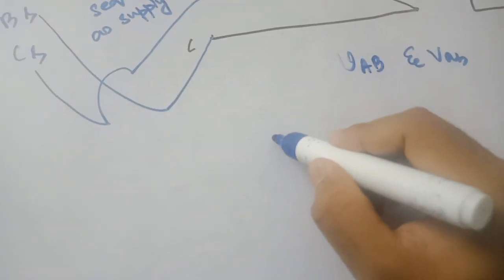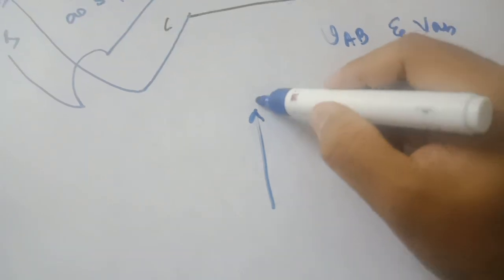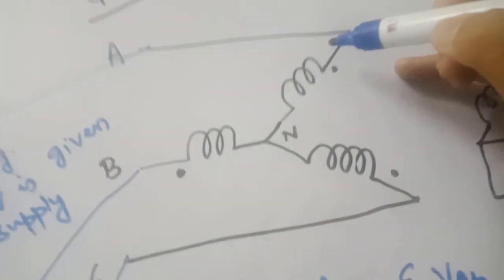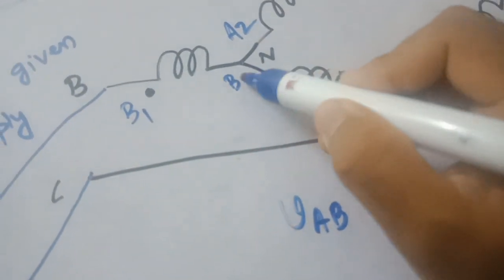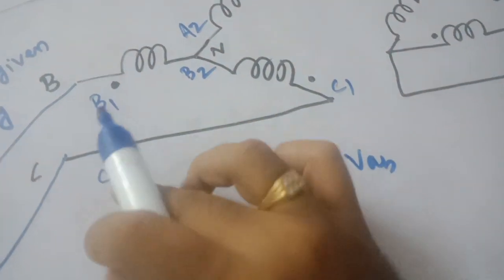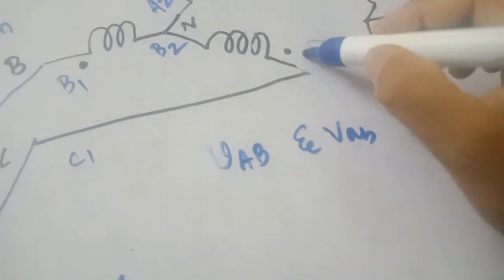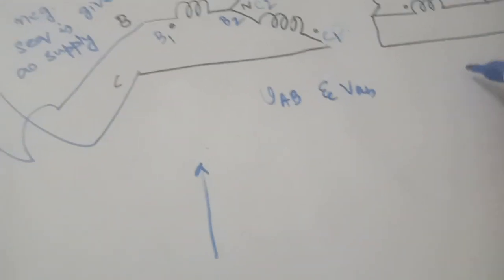Now if you draw these primary vectors, they will be star connected, so I am going to draw the star equivalent. For simplicity I put A1 at the dotted side and this is A2, B1 at the dotted side and this is B2, C1 at the dotted side and this is C2. So A2, B2, C2 are short circuited.